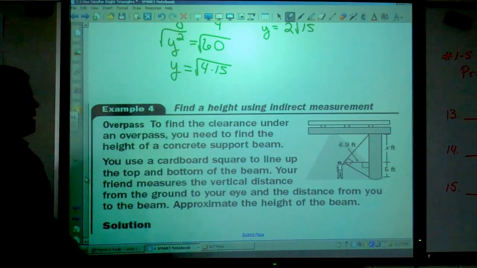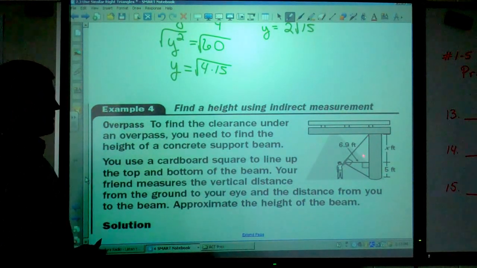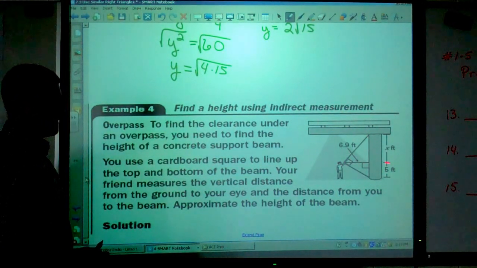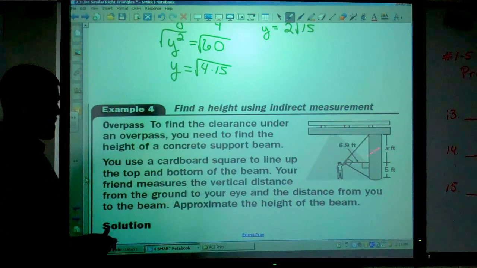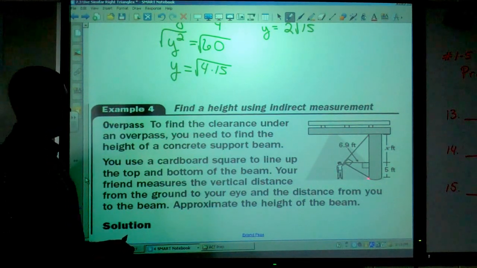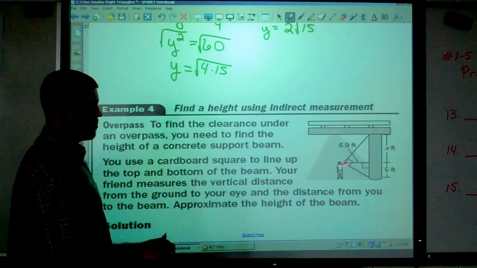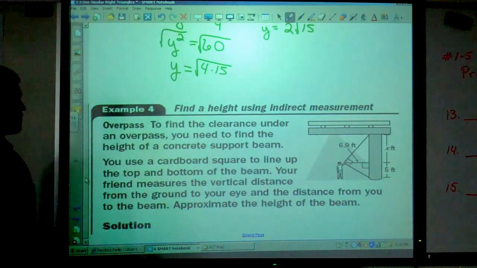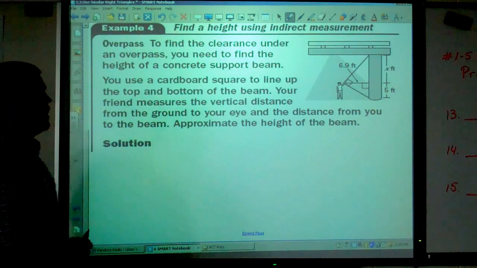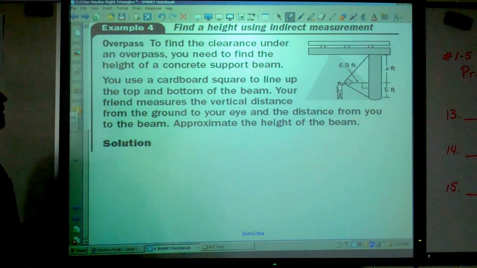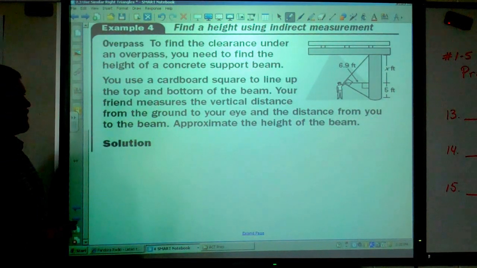All right, find a clearance under an overpass. Your line of sight, okay? From your line of sight, from your eyes, you can make a right triangle up to the overpass and then down to the base of the overpass, okay, or the base of the column. All right, and your line of sight is a perpendicular line to that column. All right. Approximate the height of the beam. We want to find the height of this beam here, okay?